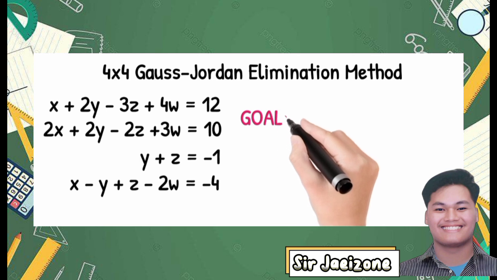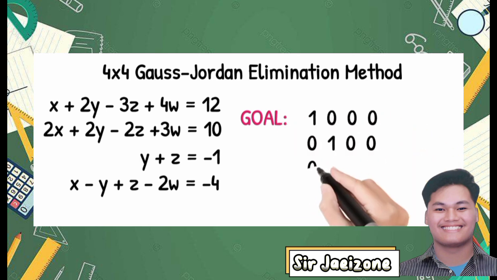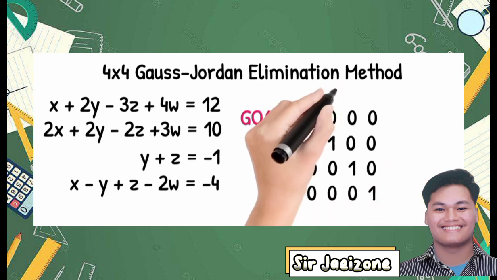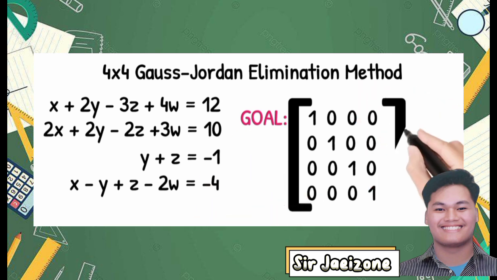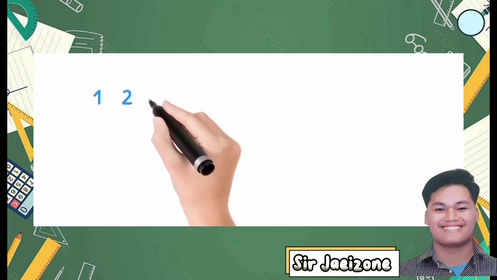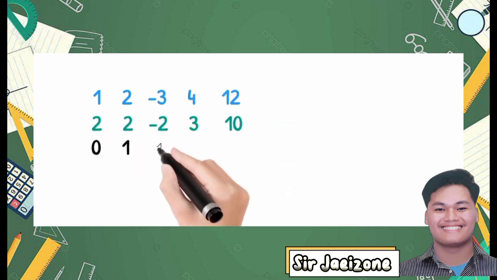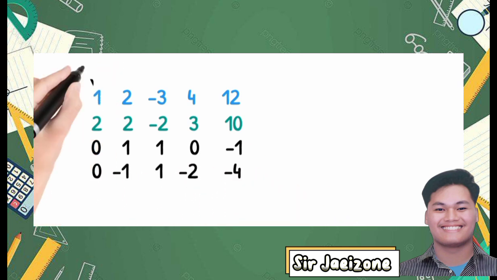And our goal for this matrix is to make the slant equal to 1 and all the digits below it be 0. Let's start. First is to get all the constants in the equation. For example, the constants in the first equation will be on the first row and so on.